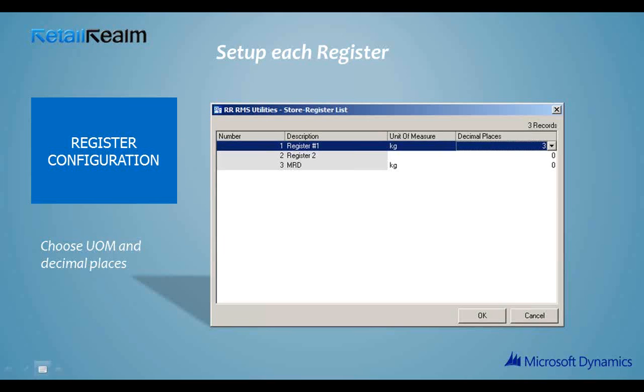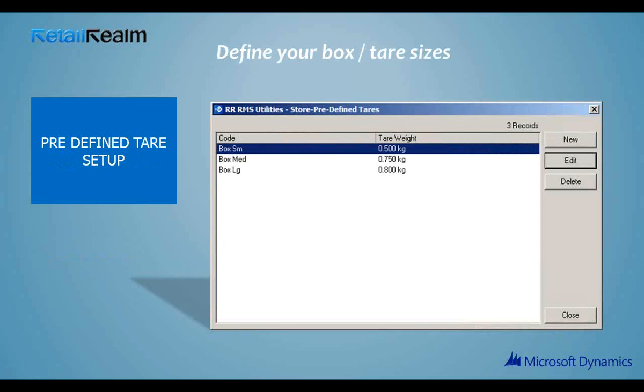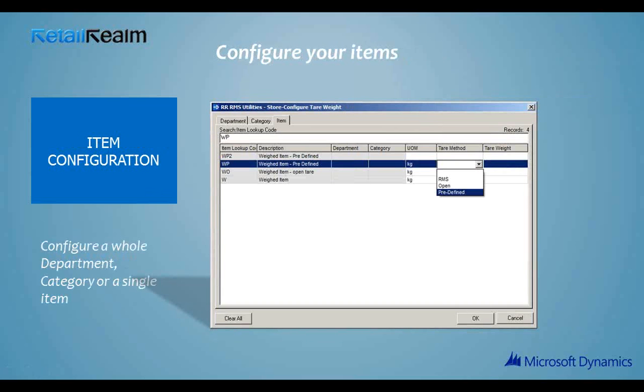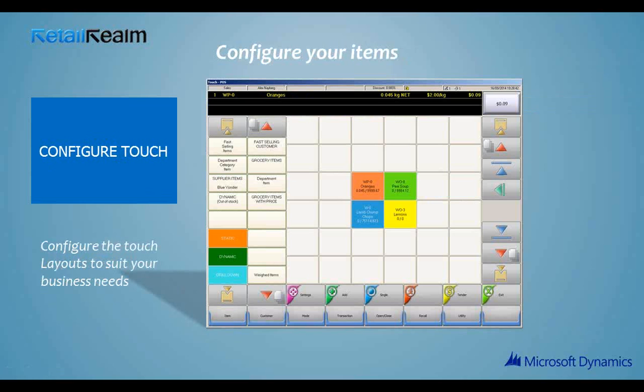So just to show you some screens, I'm mindful of the time. We have probably about another 5 minutes to go, so please do stay with us if you can. We have the register configuration screen where we can nominate different units of measure for different registers. So one register could be in 3 digits, another could be in 2. And then we can set up our boxes and tares and pallets. Once we've done that, we can closely define how we're going to handle each item. So for item A, we want to give this an open tare, but item B could be a predefined tare. And then we can configure our touch as per the previous demo.